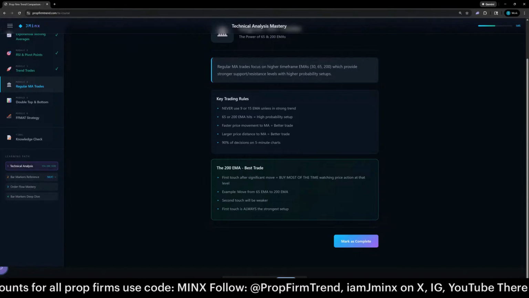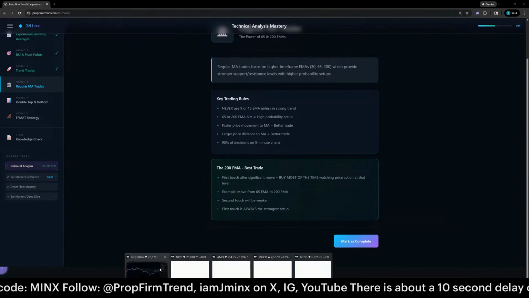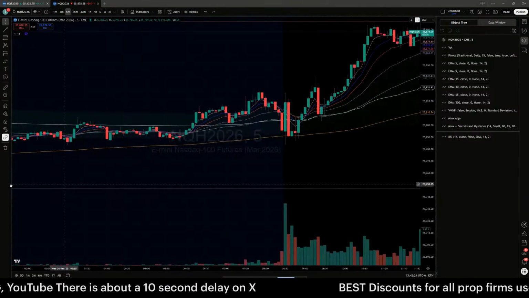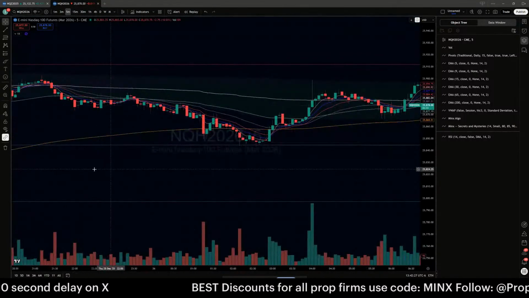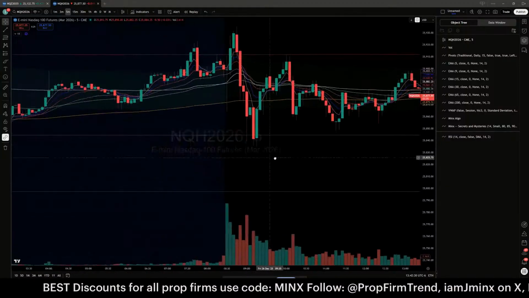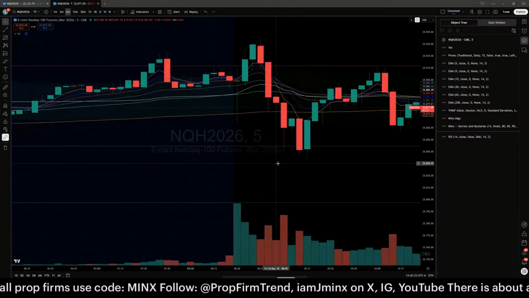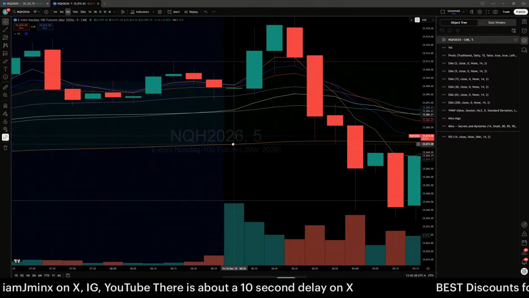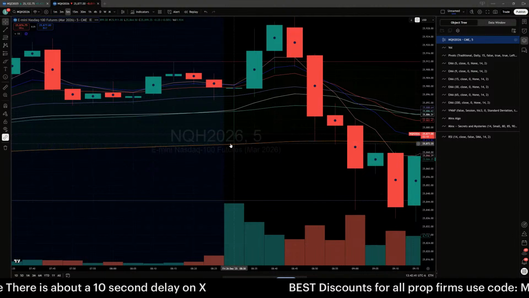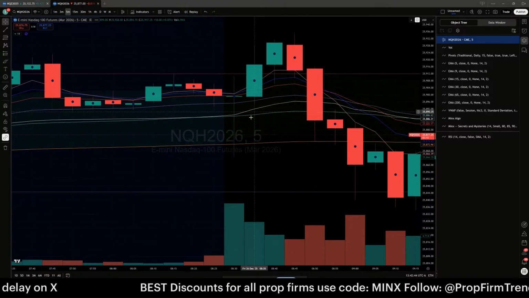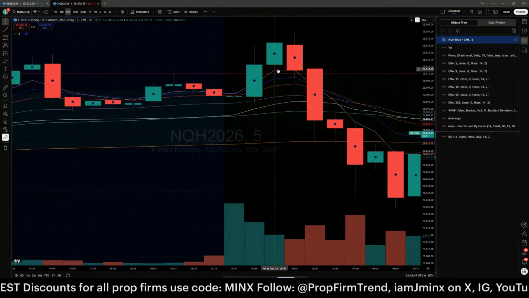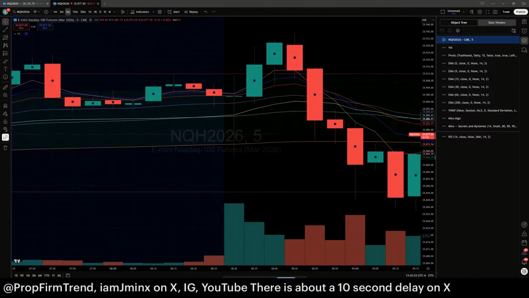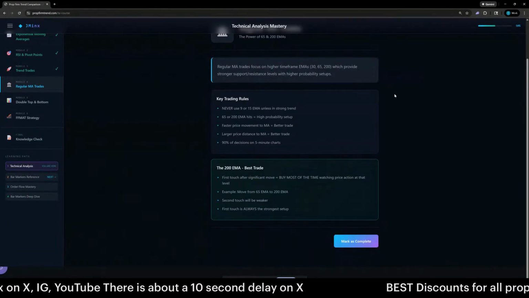Like even this morning, right before the market opened, see this wick? Wicked right below EMA 200 and shot up. If I had limit orders there, I could have taken it, but I didn't. I don't like taking anything the first minute anyway.